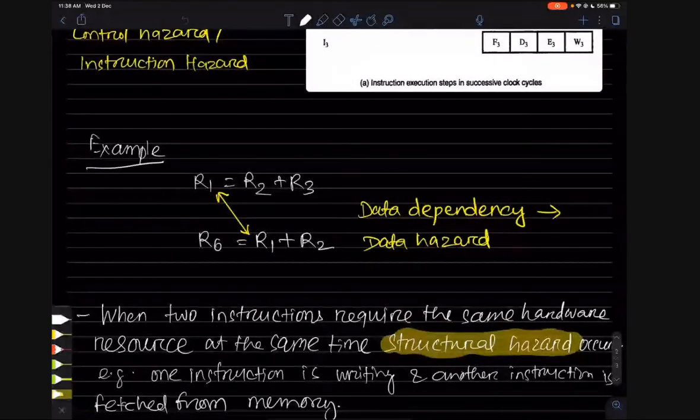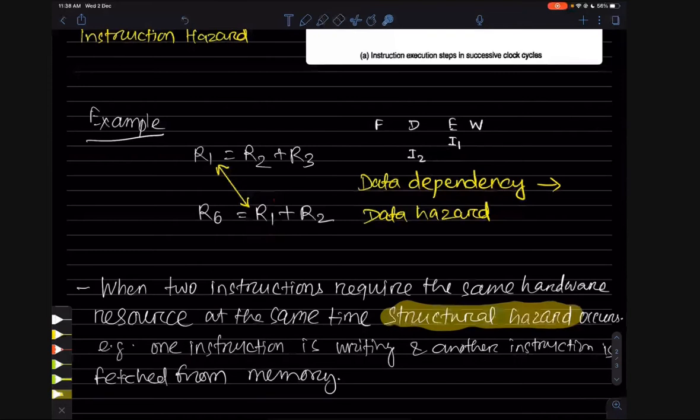Let's see. The phases are fetch, decode, execute and write. Suppose instruction 1 is currently executing and instruction 2 is here. Instruction 2 needs the data R1 to continue to the execution phase. In the next step, I1 will go to the write phase.